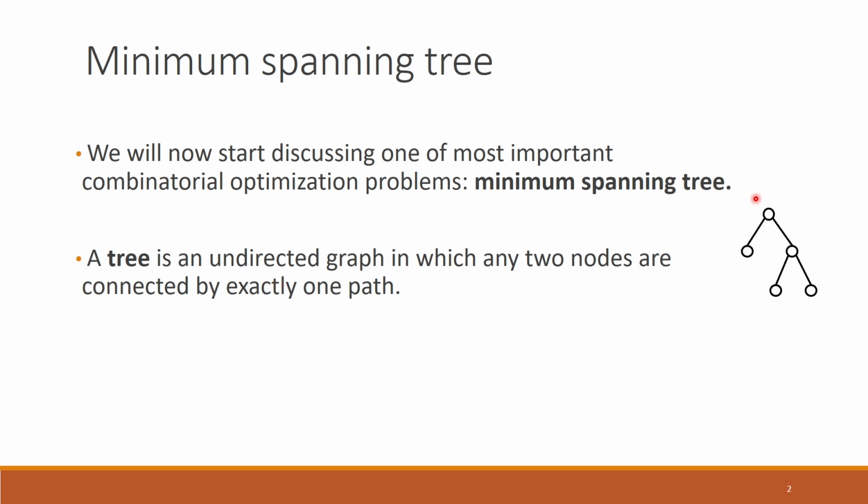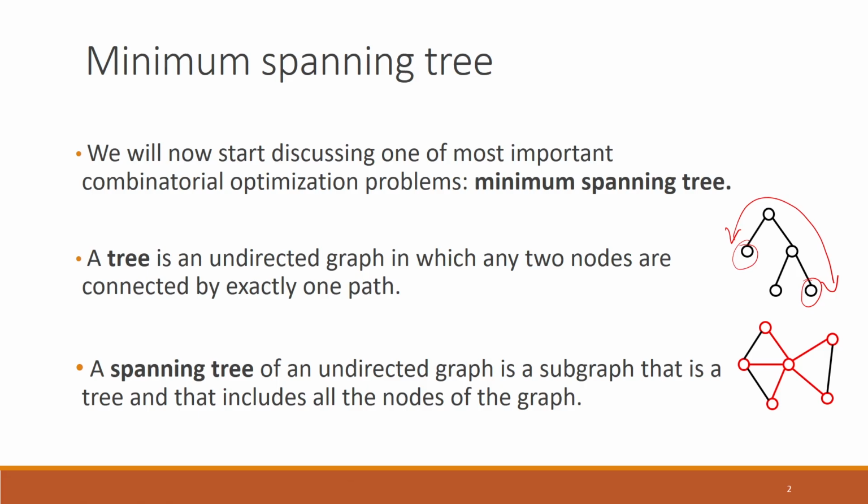Here on the right hand side we have this figure. This is an example of an undirected graph, and you can see that the edges do not have any directions. If you pick any two nodes here, they will be connected by exactly one path. For example, take this node and this node. There is exactly one path which connects them, which is this path. This requirement is important: there should be exactly one path which connects any pair of nodes.